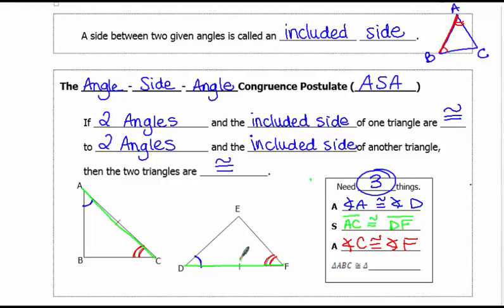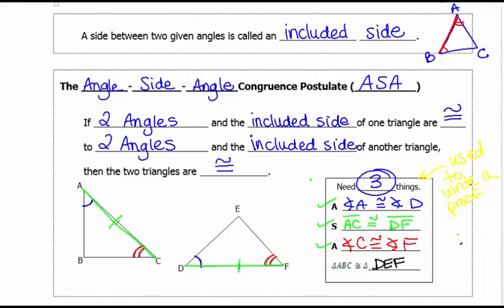And then we have to have the included side in between. So between A and C, I have side AC, and between D and F, I have side DF. And if those are given as congruent, then I have all three things that I need in order to write a proof. So now we can list our congruent triangles. Triangle ABC is congruent to triangle DEF. And as always, be sure that these are written in the proper order.